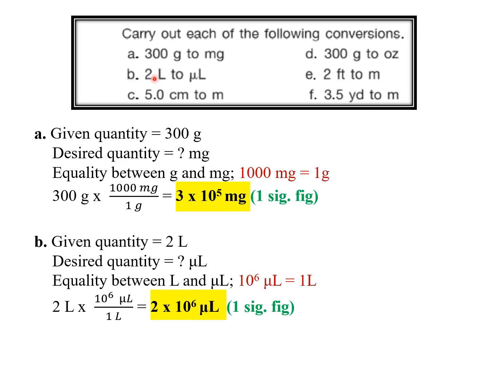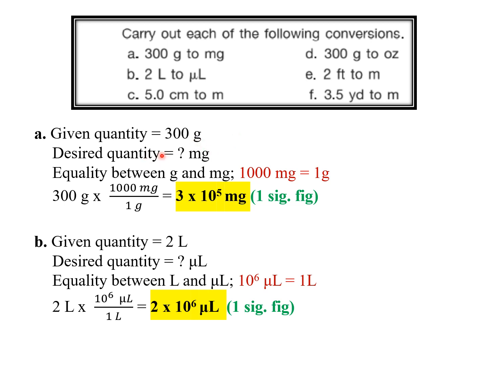You can see a question: carry out each of the following conversions. There are 6 parts. First, you need to convert 300 grams to milligrams. So let's go through one by one. 300 grams to milligrams. You need to identify the given quantity and the desired quantity first. The given quantity means the quantity given in the question. That is 300 grams.